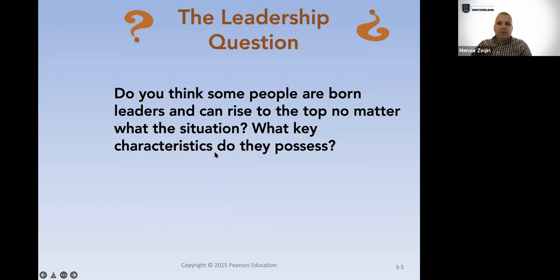However, as we usually do, before we start elaborating on those main points, there is one particular question that we usually try to discuss before we start with the lecture. The question today is, do you think that some people are born leaders and can rise to the top no matter what the situation is? And what key characteristics do you think these leaders possess to be successful or to rise to the top?